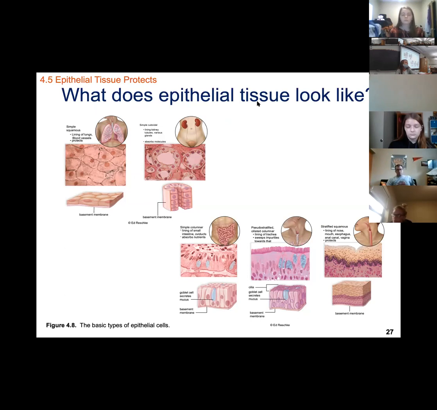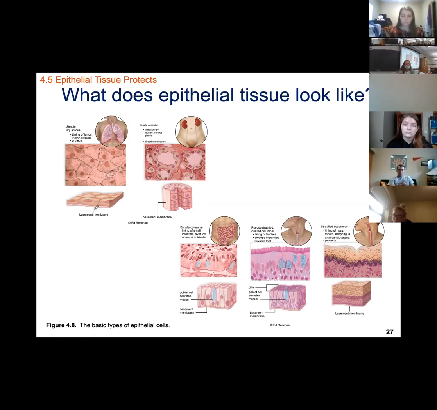Okay, so what do epithelial tissues look like? I'm going to zoom in for the folks in the back. All right, so we've got that simple. Remember simple, it has one layer of cells. Then you have the different types of shapes. So you have how many rows or how many layers, and then you have the shape, and that's how you name it. So a simple squamous is the lining of the lungs, blood vessels, and it helps protect.